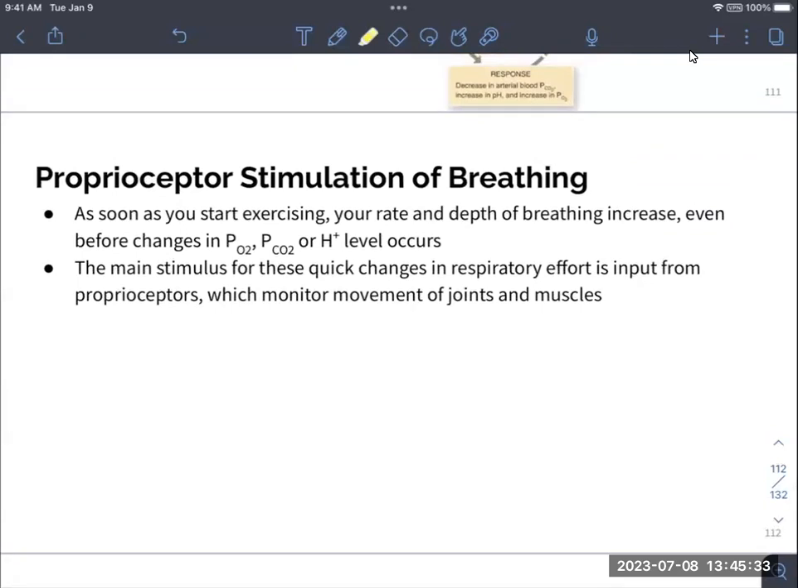So, exercising. As soon as you start exercising, your breathing rate and depth is going to change. It's part of that limbic system, some of that, and that conscious control. We're trying to get more oxygen into the blood before we even start using up that extra oxygen, to prepare our body so we are ready to go.